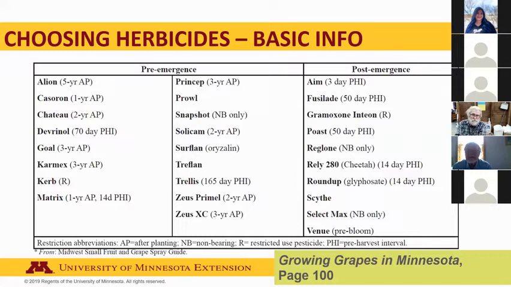labeled for vineyards. So you can see here, like AP means after planting, so it has an age restriction. So Casoron, for instance, you have to wait until 1 year after planting to use that one, whereas Prowl does not have that. Curb has an R next to it, which means that it is a restricted use pesticide, so you have to have a license to apply it. And then, you know, this PHI means pre-harvest interval. So if you're using Rely 280, it's saying that you have to wait 14 days after applying that to harvest. So just make sure that you're looking up all this information and you're familiar with it when you're selecting which herbicides to apply.